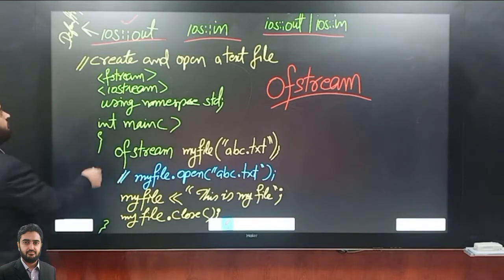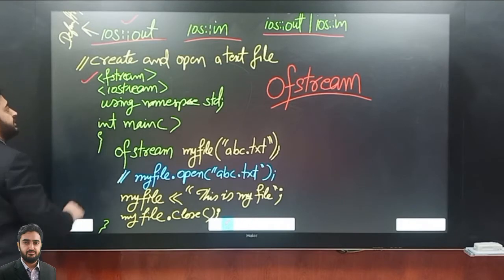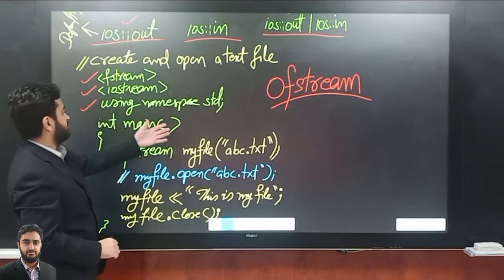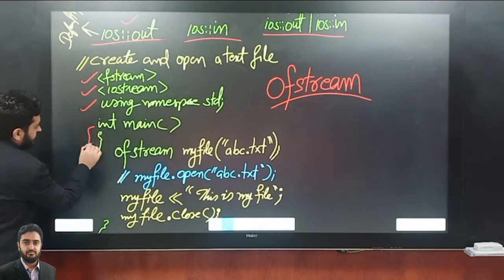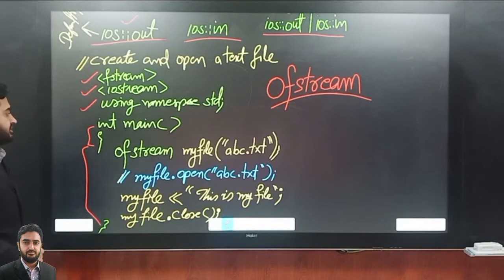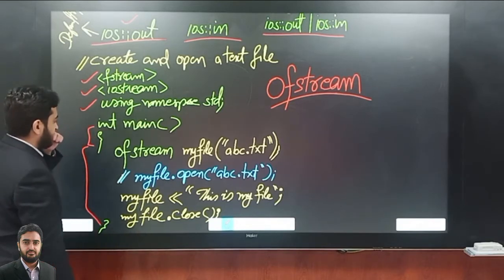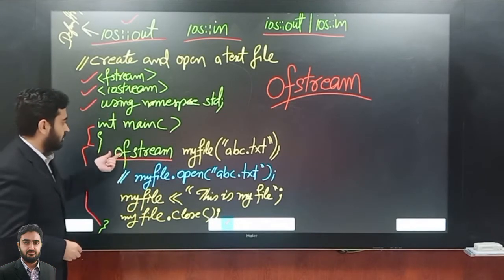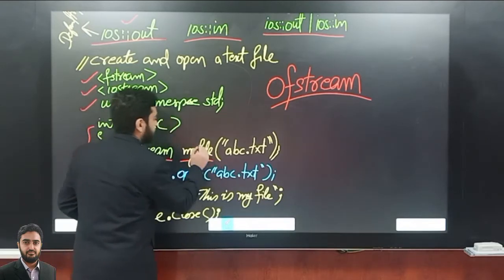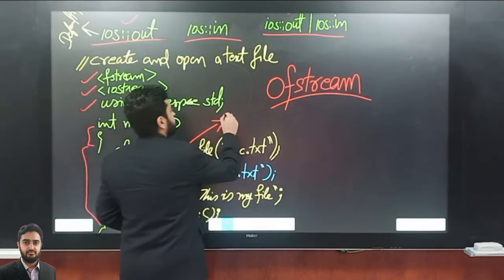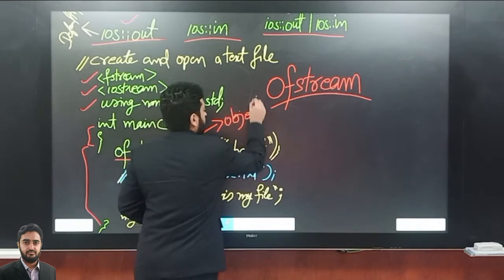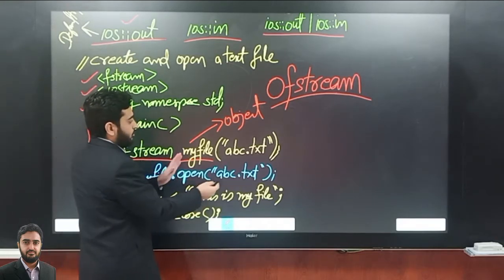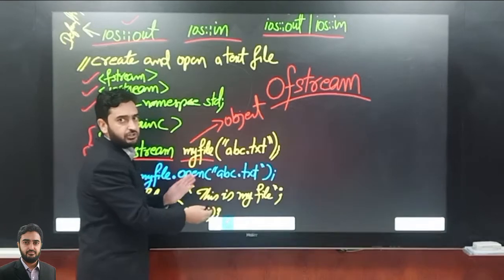Here you can see, first of all we need to include fstream, then include iostream, and then using namespace std, and then we declare and define the main function. In the body of the main function we have written the class name ofstream and created an object. So we can call this variable an object of the class ofstream.